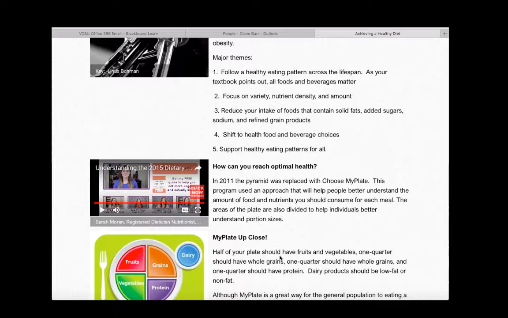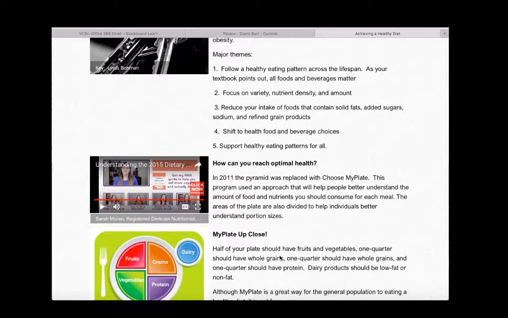This program used an approach that will help people better understand the amount of food and nutrients they should consume for each meal. Each food group is identified by a different color on your plate, and this addresses the variety of the foods that we should shoot for in our meals. The areas of the plate are also divided to help individuals better understand portion sizes.